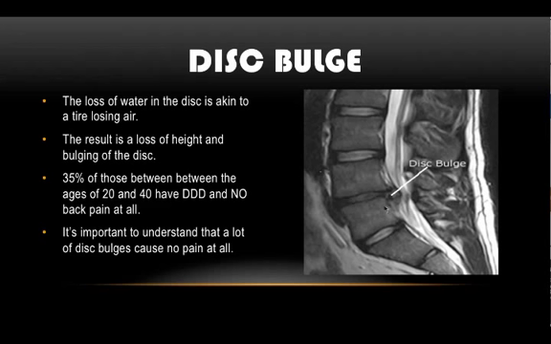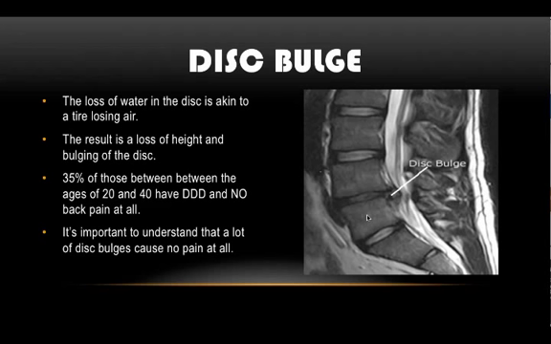Now a disc bulge occurs as you lose water in the disc. It's almost like a tire losing air. The result is that you lose height and the disc bulges out. So there's less air in the tire, so to speak, less water, and the discs start to bulge as it loses height.